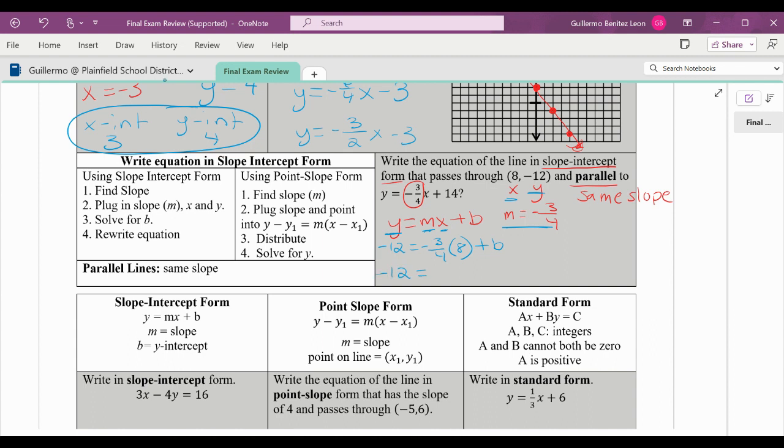Multiply this in your calculator, and you should get negative 6 plus B. Get rid of the negative 6 by adding. So you get negative 6 equals B.